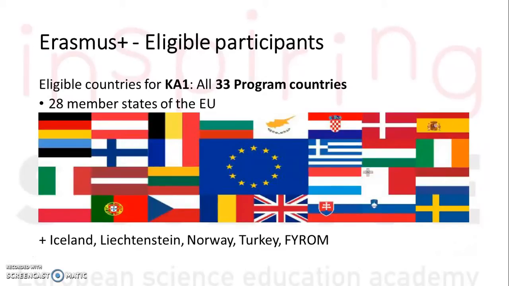Who is eligible to apply for this funding? Well, certainly the 33 program countries of the Erasmus Plus program are eligible. That means all the 28 member states of the EU, plus Iceland, Liechtenstein, Norway, Turkey and FYROM that have extra agreements with the European Commission to participate in the Erasmus Plus program. If your school or if your organization is registered outside of any of these countries, unfortunately you cannot apply for KA1 funding.